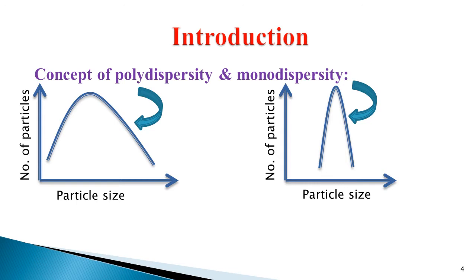Generally, in pharmaceutical operations, the powders used are polydispersed in nature, meaning they consist of particles with different sizes. These polydispersed powders should be converted into monodispersed powder, because a polydispersed powder creates much difficulty during production. So if the powder is polydispersed, it should first be converted into monodispersed. For that, size reduction is necessary. So this is the concept of polydispersity and monodispersity.